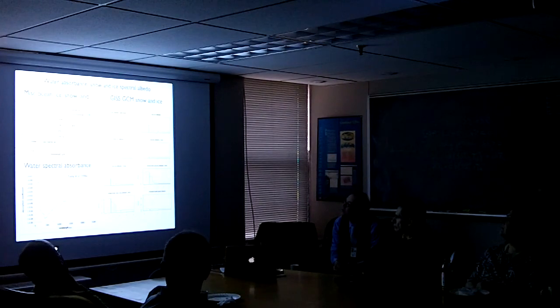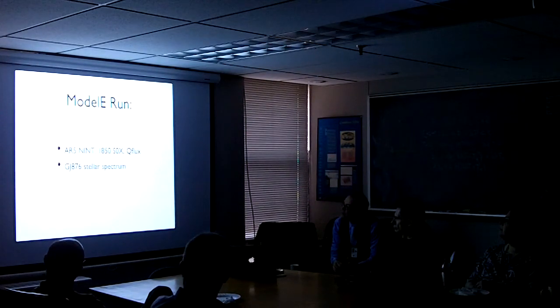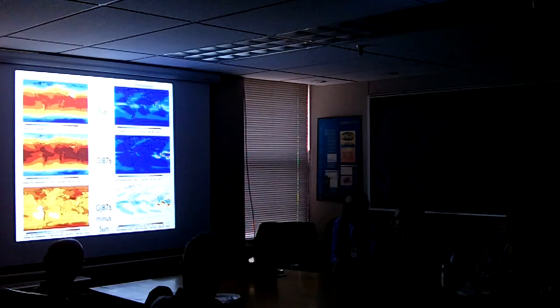Old snow is dimmer than new snow. So what did we get? We did a model run. I put this together, and Mike graciously took over and stuck in a few more runs because I neglected to do that the first time. So we did a 5-minute run using a pre-industrial stellar constant and pre-industrial flux, and using the GJ876 stellar spectrum. What did we get?